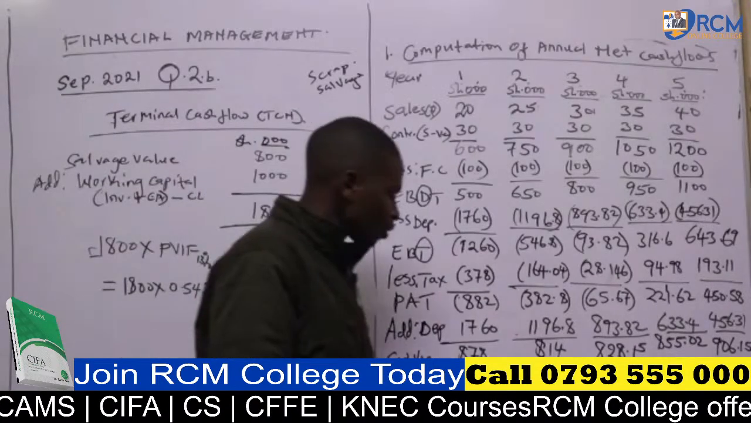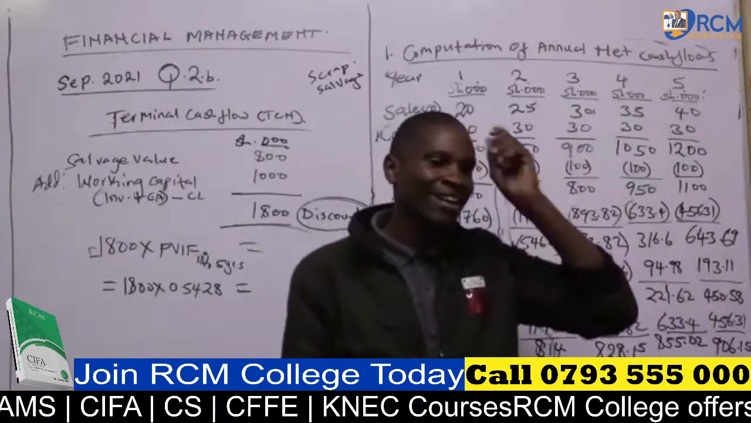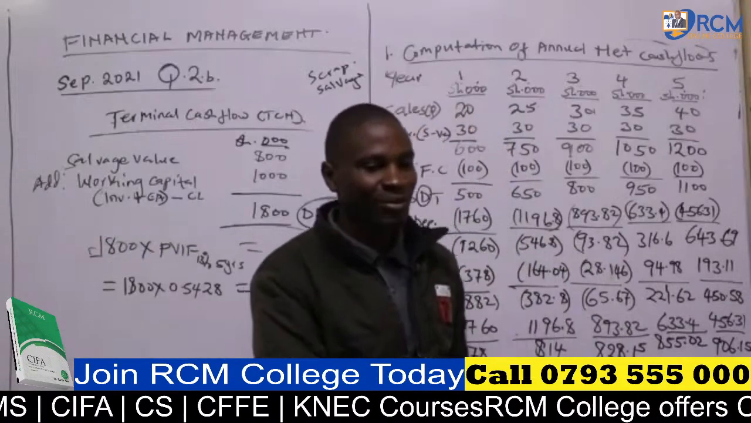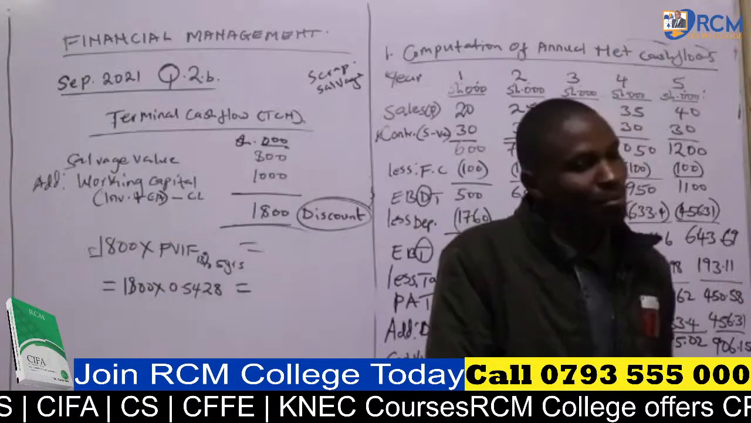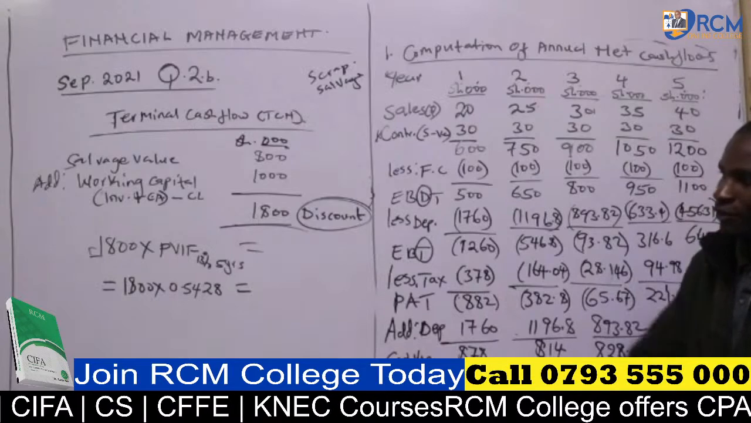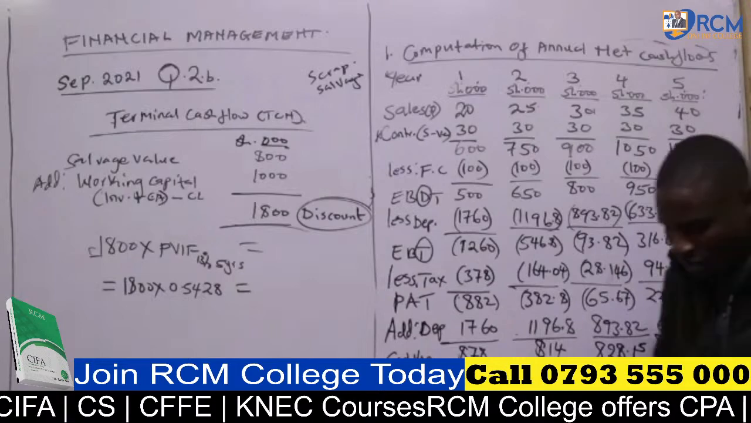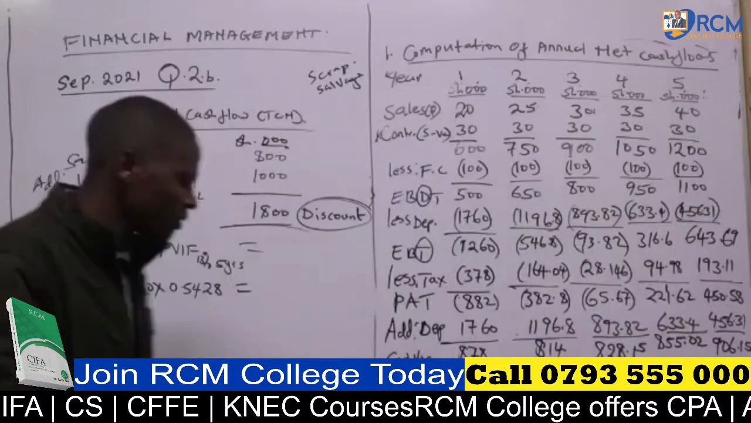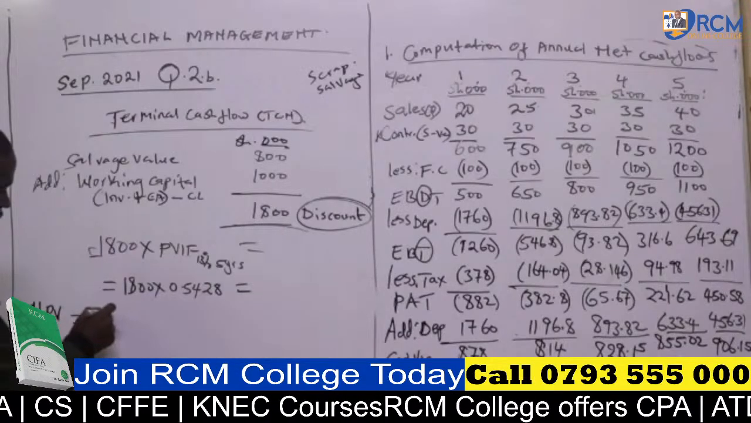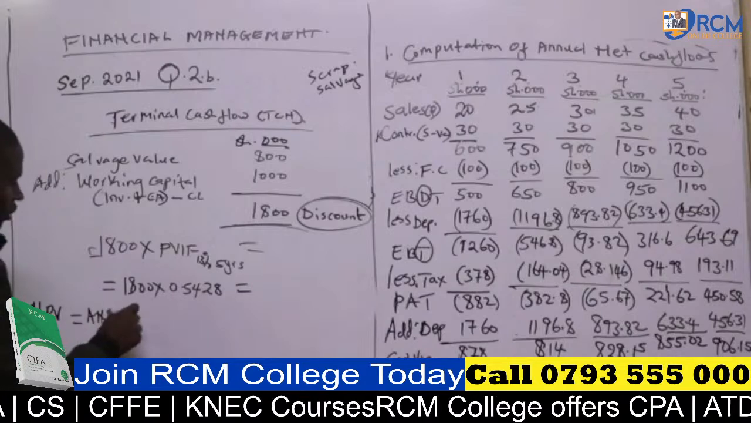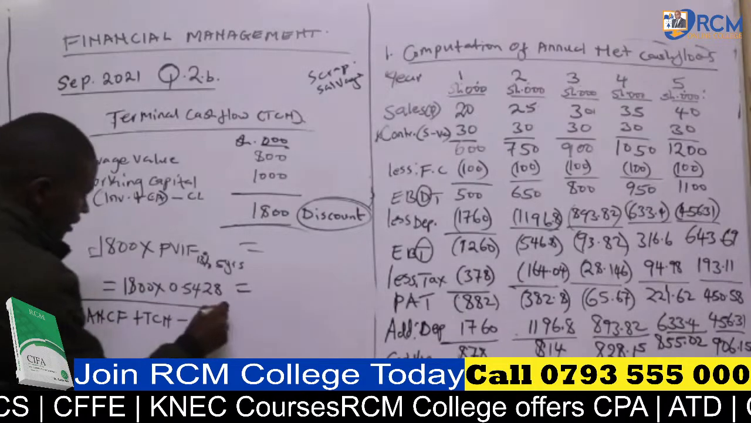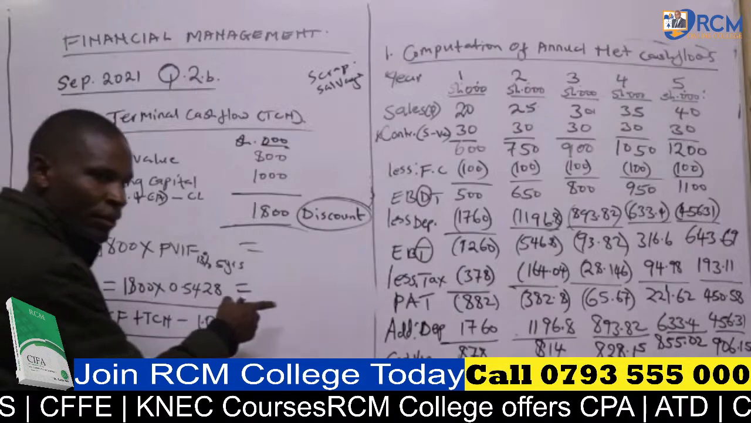Nani amecompute sasa hii total? Mnasahau, lakini I understand that you are trying to follow this. After this, I will give you a good assignment, a simple one, and then go and compare. Now I need my formula for NPV. NPV is equal to total annual net cash flow plus terminal cash flow minus initial outlay. I'll be good to go. Tafadhali nisaidieni nimalize hii.